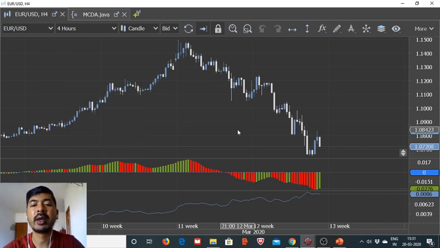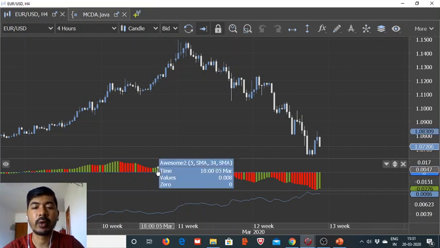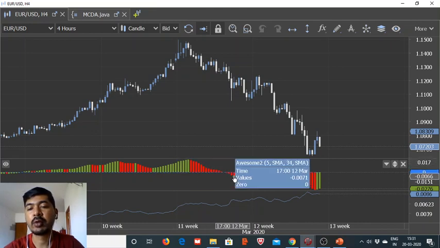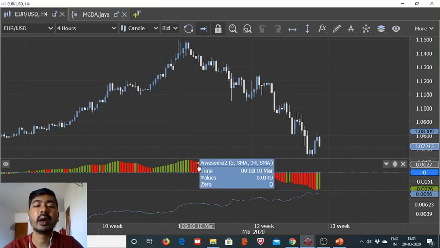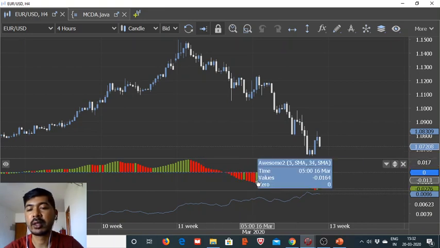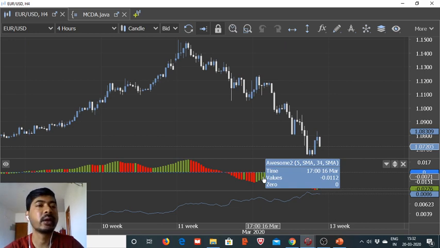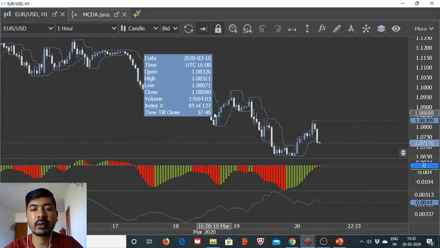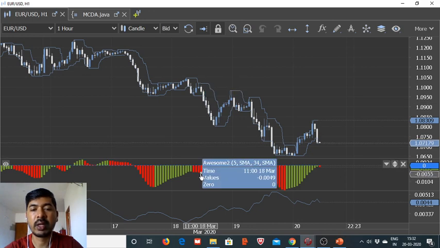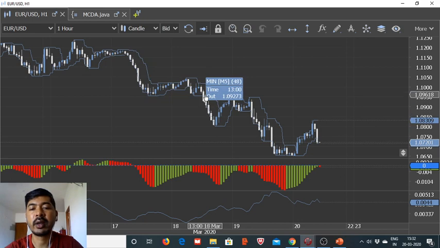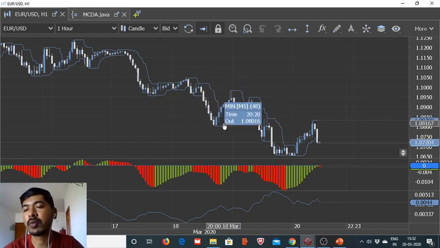So the basic idea has been that whenever the positive value of the awesome oscillator is rising, we will be looking for a buy trade, and whenever the values are falling, we are looking for a sell trade. When the positive values are falling, the algorithm won't do any trade, and similarly when the negative values are rising, the algorithm again will stop trading. A similar requirement is there for the hourly charts as well. On the hourly also, we need negative values to be falling for a sell trade, and the positive value should be rising for the buy trade.